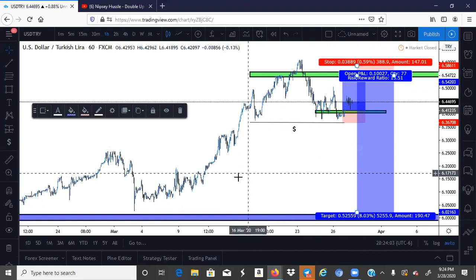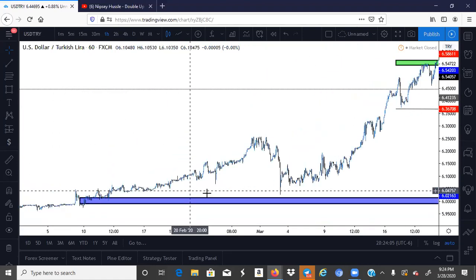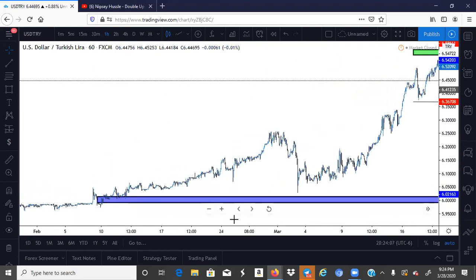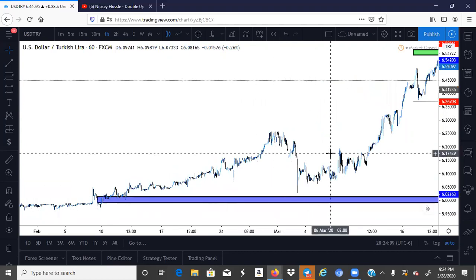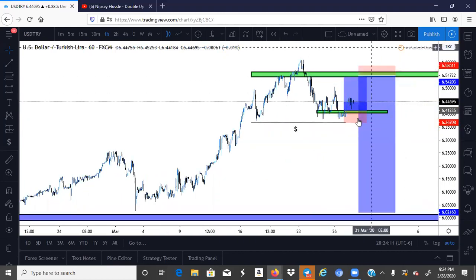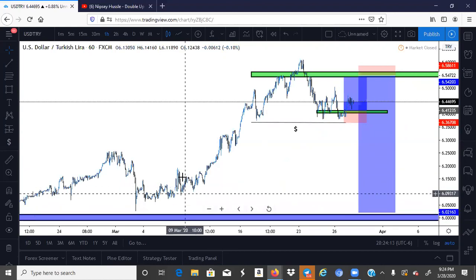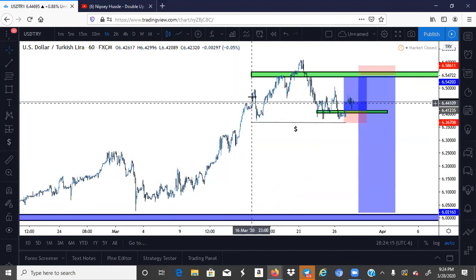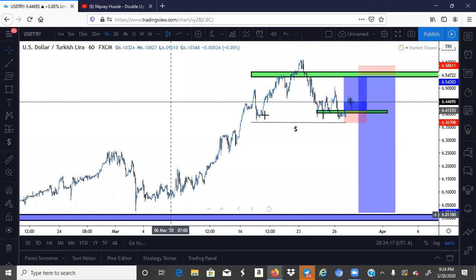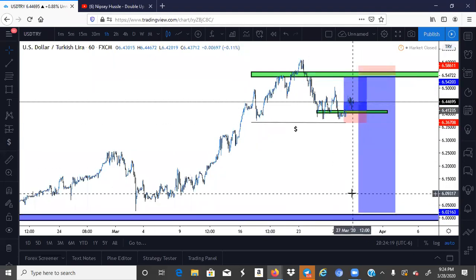And then guess where this pair is coming? It's coming right here to this gap before it starts to push up again. It's not gonna fall straight there. It's gonna pretty much make little stairs to fall down, just like it did to go up. But over time, it's gonna fall to that gap.